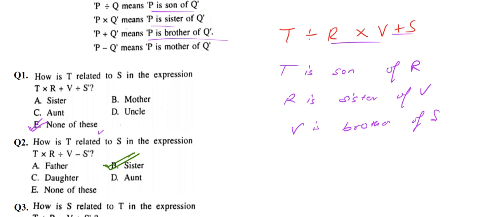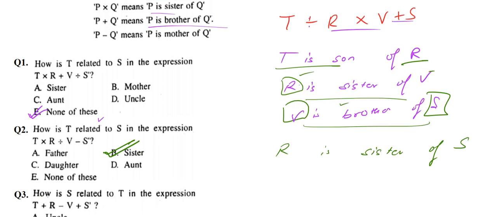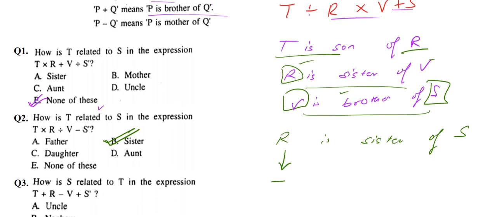So here you can see we have R is sister of V and V is brother of S. So all these three have a brother-sister relationship, where R is sister of S. Since R is sister of V and V is brother of S, R is sister of S also. And here we have T is son of R. So this is son of R and this is sister. So here we do not have any husband-wife relationship. So option D is the wrong option.